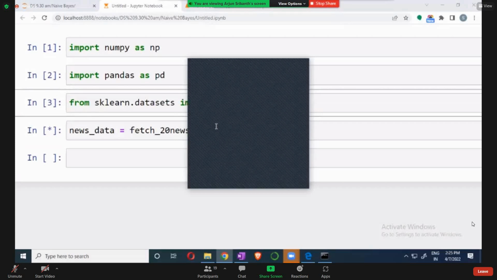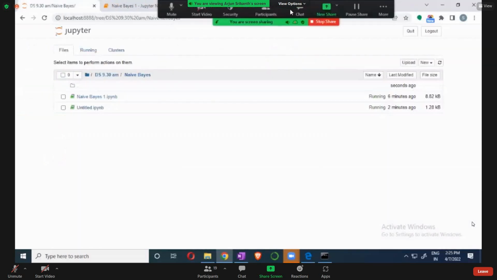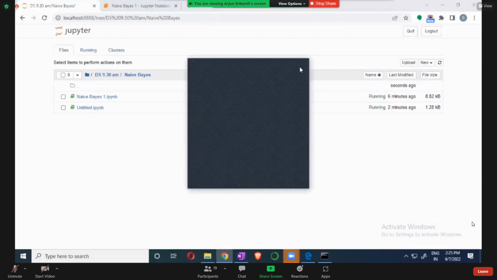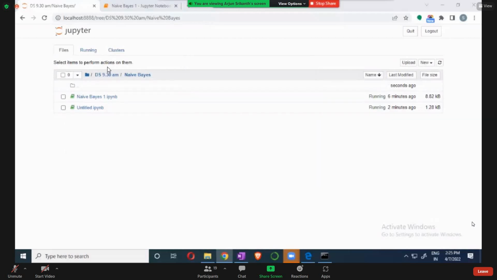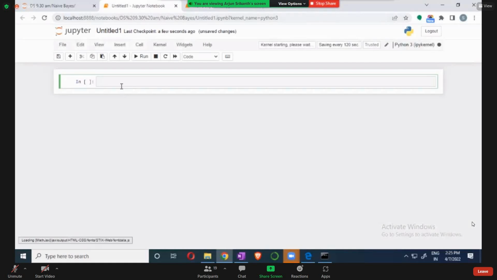Got it? You got the data or got the error? Okay, just go through that. It will be in the form of dictionary. Okay? Just go through that data. You will be having some training data, testing data over there.